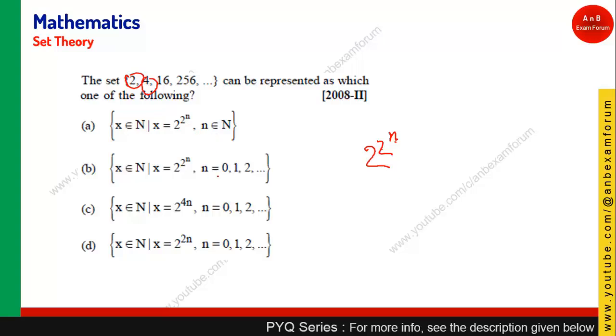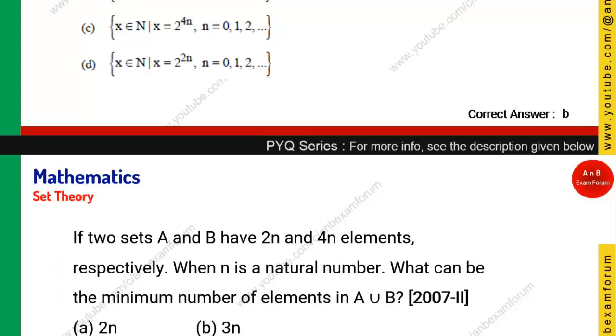Okay, so you can straight up eliminate these two options because you have this as the rule builder. Whereas in option A, it says n belongs to natural number, but n should begin with 0 so that you have the first element. So option B is the right answer. Okay, understood? Let's see the next question.